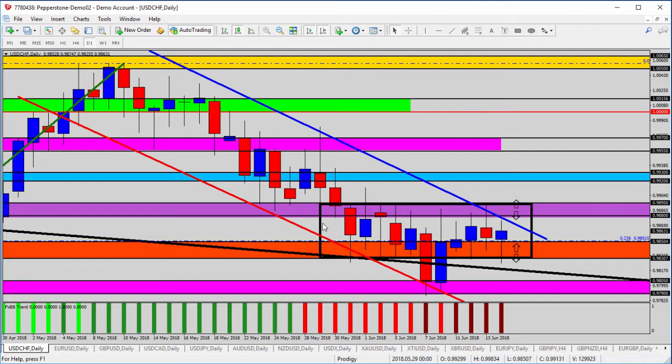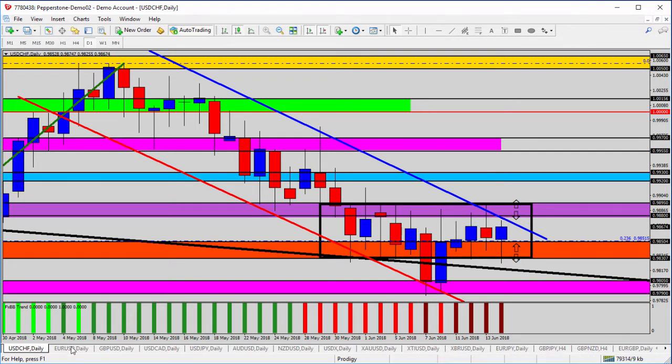So nothing really new and exciting, even after yesterday's FOMC and a raise of interest rates in the U.S. and the implication of potentially another raise of interest rates. We don't really see a change here. So I think what we're waiting on is a good solid breakout, either above the purple zone to turn back into an uptrend, or below the orange zone to resume this falling channel here on the dollar franc.